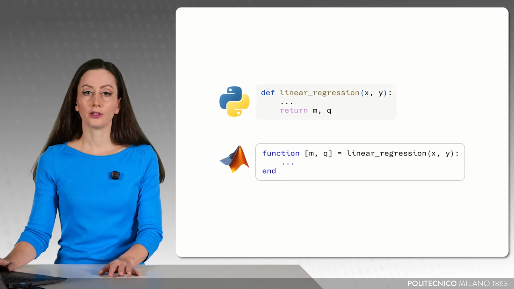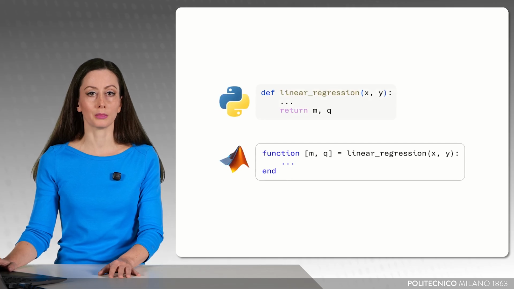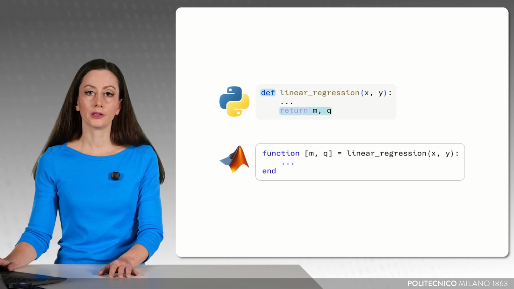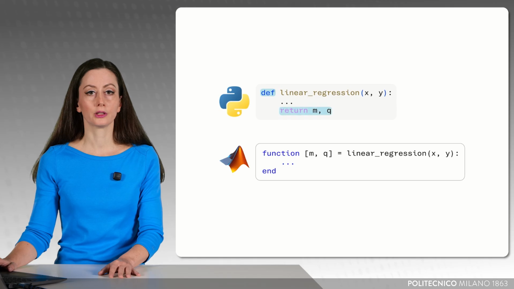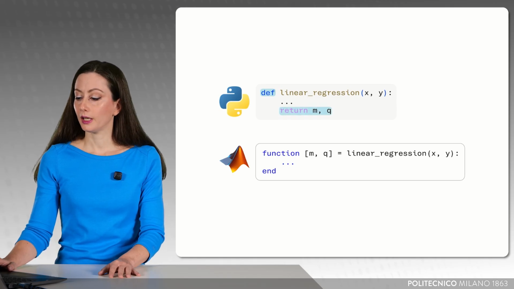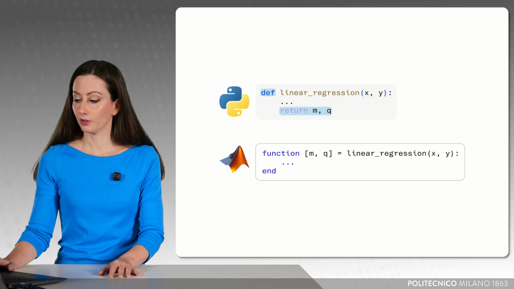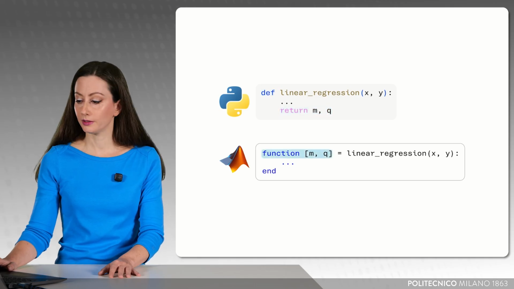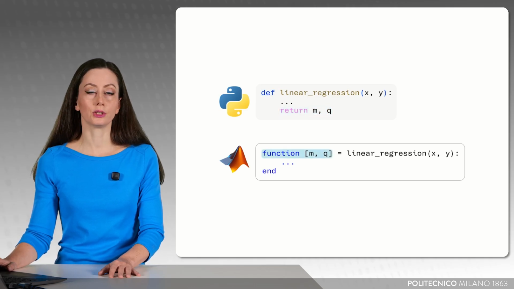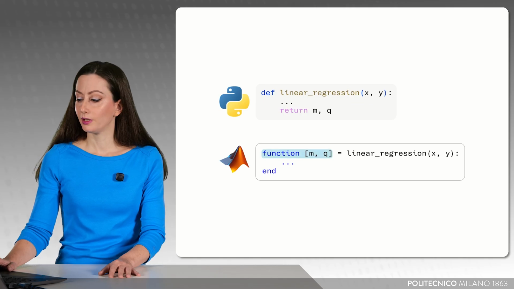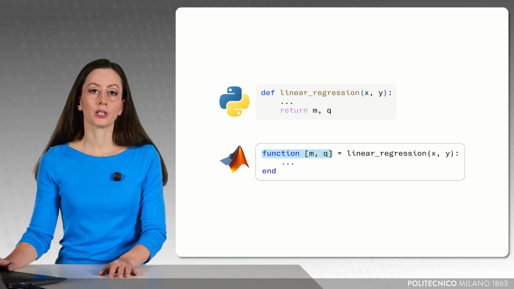And to define the function, the syntax differs slightly between Python and MATLAB. In Python, we use the keyword def to start a function and return results using the return statement. In MATLAB, on the other hand, functions are introduced with the keyword function, and the output variables are listed directly in the header of the function.